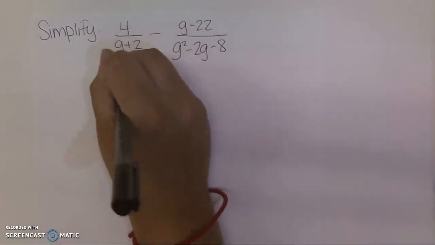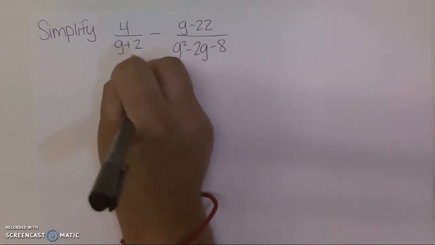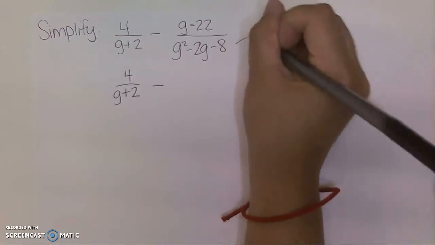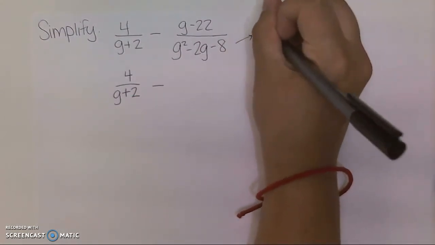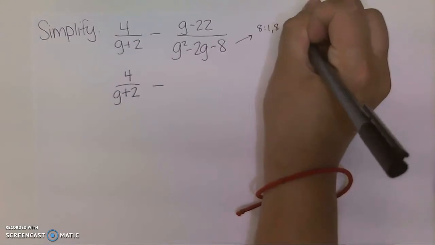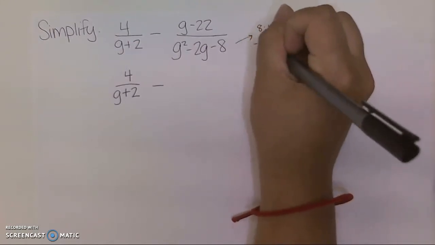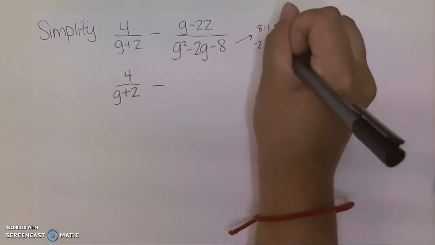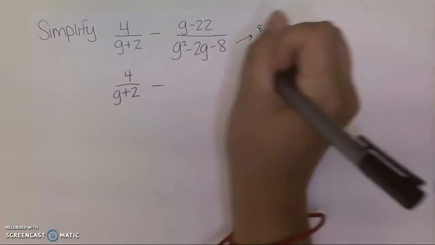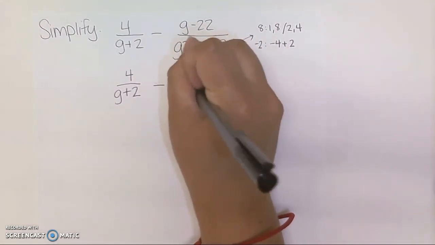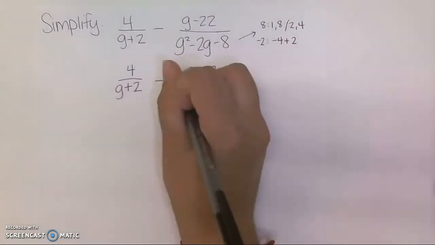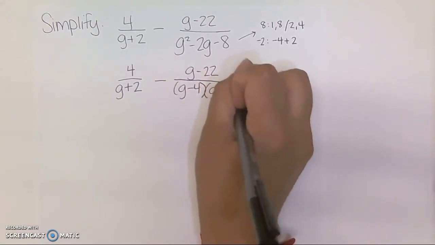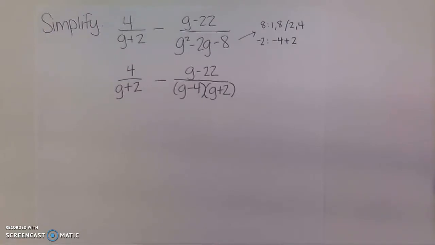So the first denominator is fine. It's as factored as it can be already. But the second one, let's look at it. That's a quadratic. So we're looking at the factors of 8: 1 and 8, 2 and 4, that equal the linear term, which is negative 2. How I get negative 2 is negative 4 plus 2. So my denominator is going to be g minus 4, g plus 2.